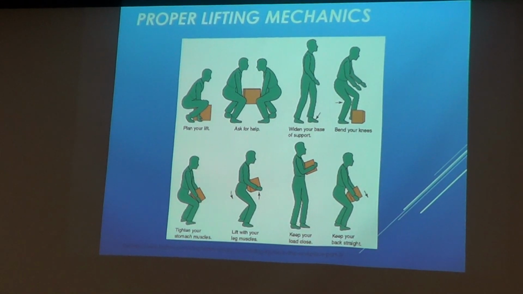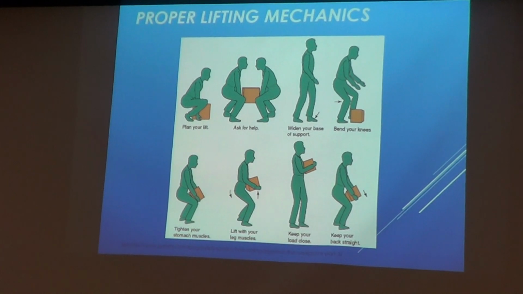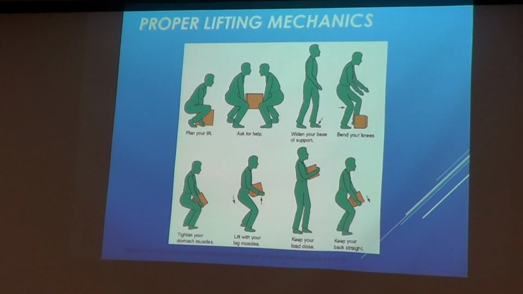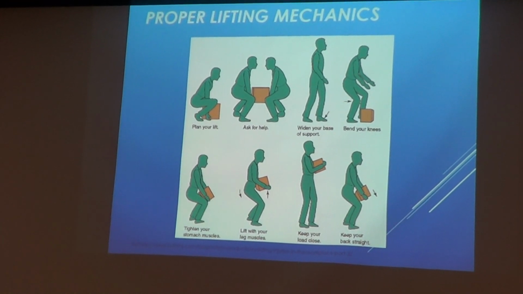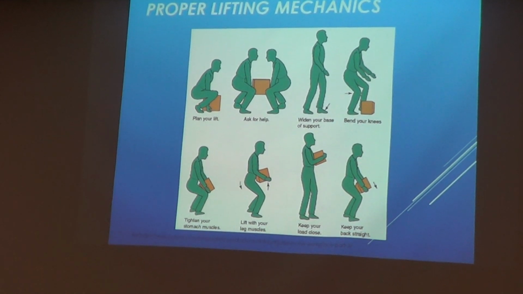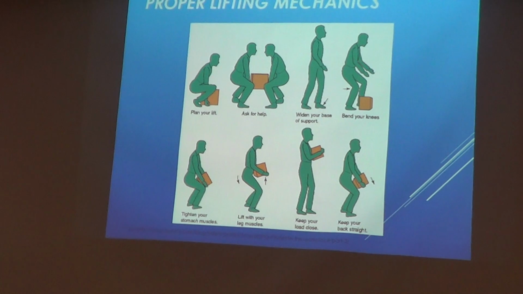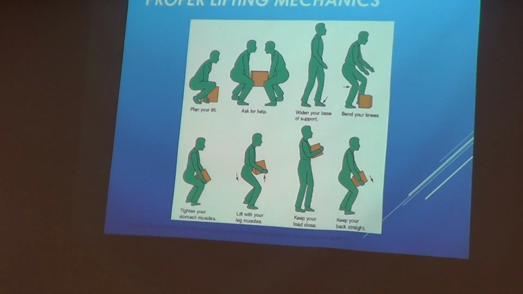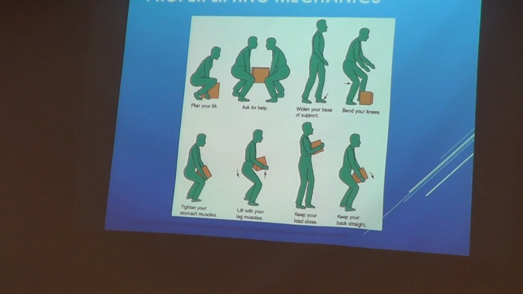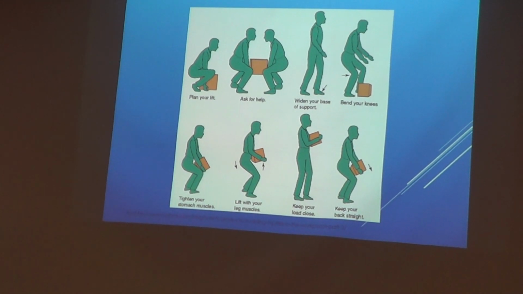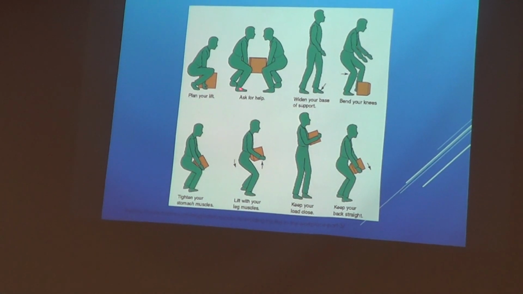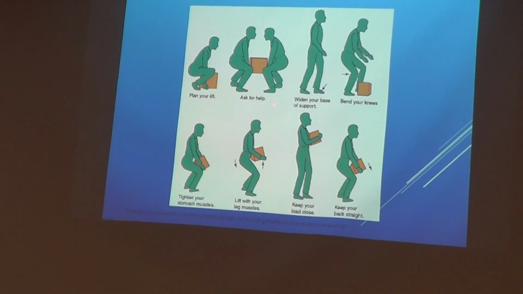Prevention, how to lift. Anything, 5 pounds to 50 pounds. When you want to lift something, you should know the actual mechanics, the real lifting techniques, the proper lifting techniques. If the box that you're planning to lift says you need 2 people to lift it, make sure you get 2 people to lift it. If you try by yourself, it's going to hurt your back. So we have to plan our lift and ask for help.